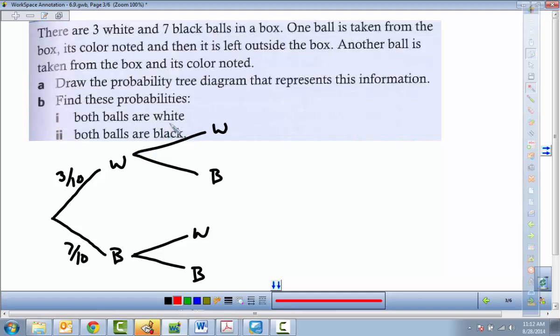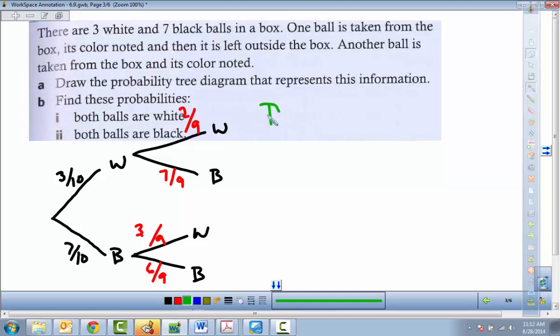So we know that a white one was taken out. That means that there are 9 balls total and only 2 of them are white, but 7 of the 9 are black. Down on the bottom part of the tree, we took a black one out, so there's only 9 balls left. 3 of them are white, and 6 of them are black. And now that we have this tree diagram organized, we can answer these questions.